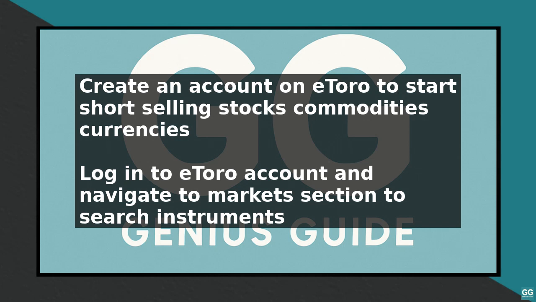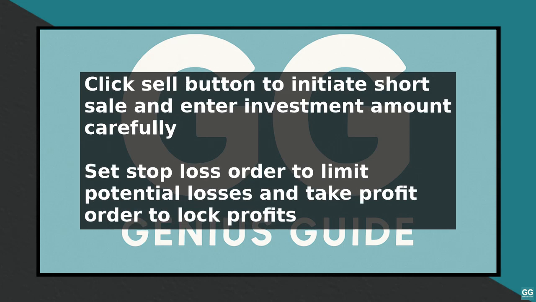To begin, you need to have an account on Etoro, a popular online trading platform that allows users to buy and sell various assets. First, log into your Etoro account and navigate to the Markets section where you can search for the instrument you want to short sell. For example, if you think the price of Apple stocks is going to drop, you can search for Apple and click on the result to open the trading screen.